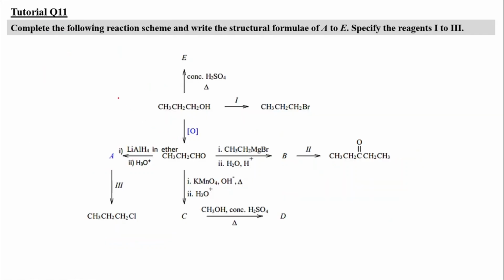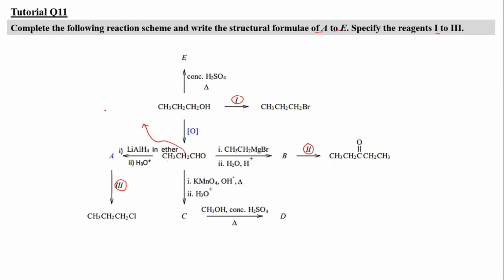So for tutorial question 11, we have to complete the following reaction scheme and write the structural formula of A to E. We also need to specify the reagents 1 until 3, which are 1, 2, and 3 here. Okay, so let us start with the letters first, which is A here. So in the middle here, we have CH3CH2CHO. So this one refers to an aldehyde.